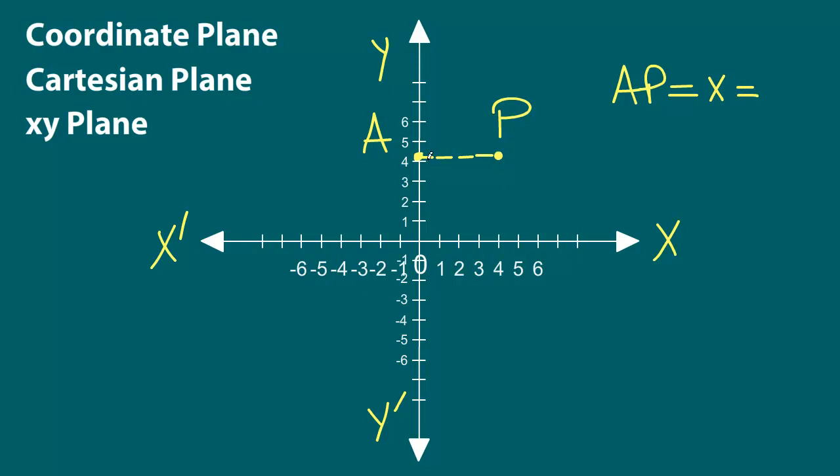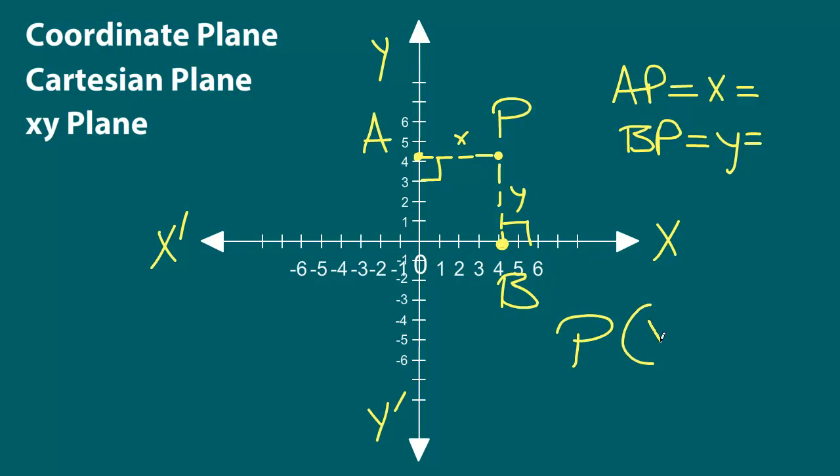And then we drop a perpendicular, so this is 90 degrees, on the x-axis. Let's call this point B. So BP will be the y coordinate, right? So we just find out these values, whatever they are, and then we say the coordinate of our point P is (x, y). So this is how we find out the coordinate of any point.